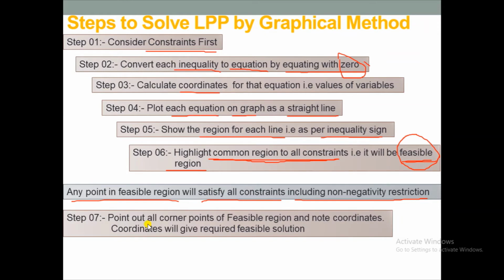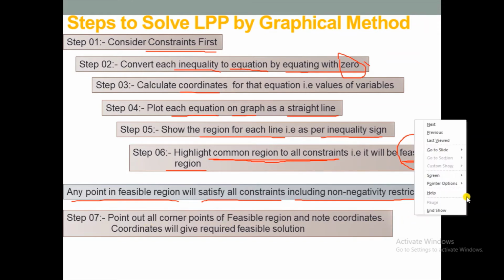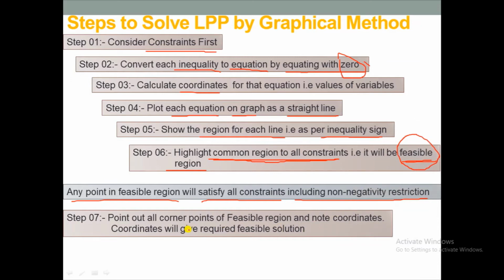Next step is to point out all the corner points of the feasible region and note the coordinates, and then the coordinates will give the required feasible solution. This thing we have to keep in mind: we only point out the corner points of the feasible region, so we are only going to focus on the corner points. Many times this question is also asked: which points do we consider from the feasible region to get the solution for that linear programming problem? In that case we consider only the corner points of that feasible region.